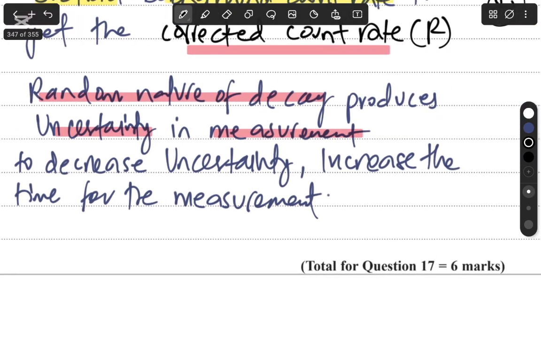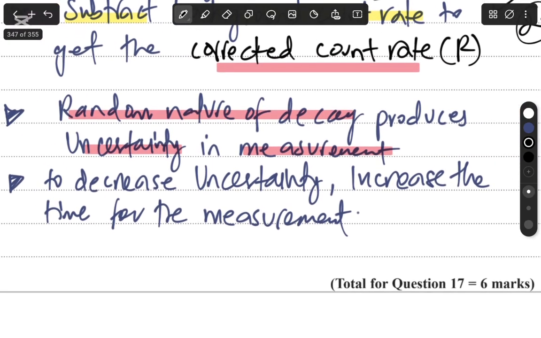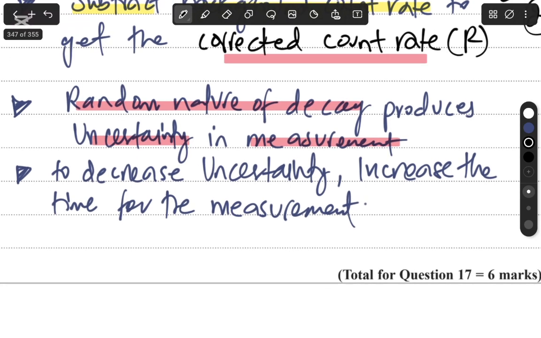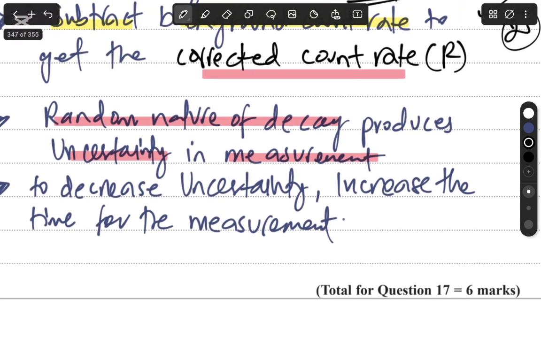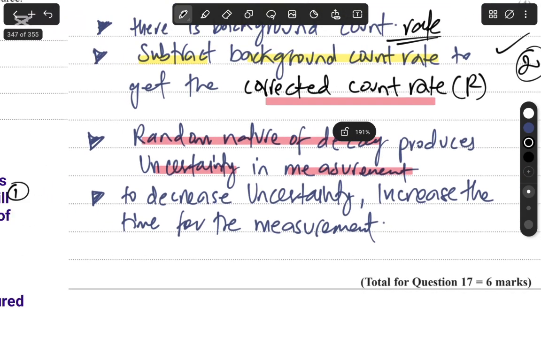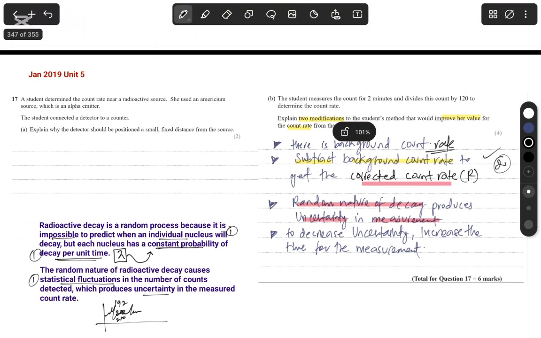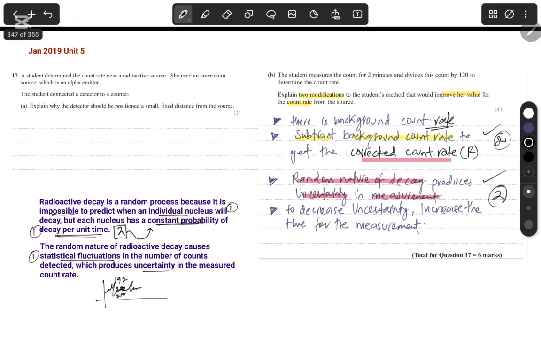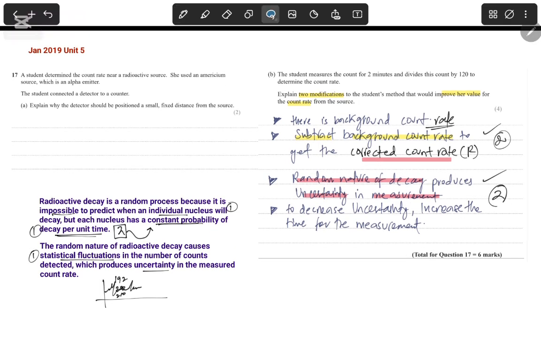And the point they have highlighted here is that we'll have uncertainty in our measurement due to fluctuation of the count. So to decrease this uncertainty, we can increase the time for the measurement, and that will help us to get a more accurate value. Okay, so that's the other 2 marks that you're going to get. So this is going to give you 4 marks. Keep that in mind. Many students lost marks on this third point.